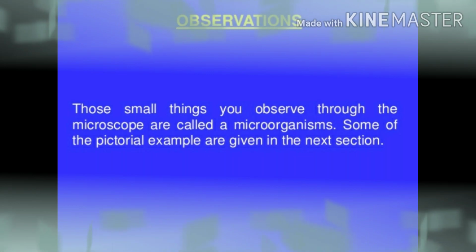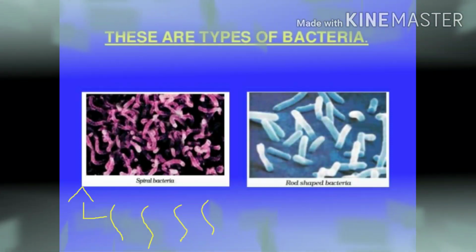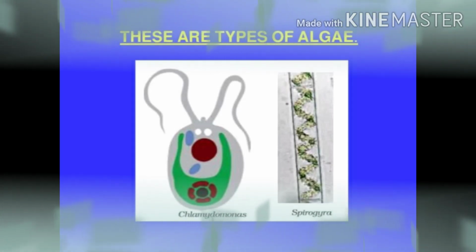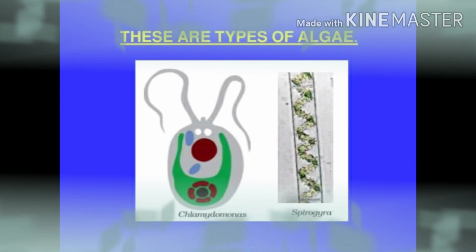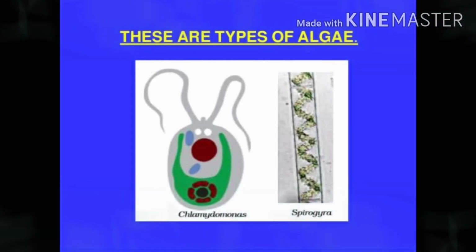Some pictorial examples are given in the next section. First one is types of bacteria, spiral bacteria and rod-shaped bacteria. Here you can see the spiral-shaped bacteria and here rod-shaped bacteria. This we can observe through a microscope. Next, types of algae, Chlamydomonas and Spirogyra. Chlamydomonas is a single-celled green algae. It swims with two flagella. And Spirogyra is a filamentous green algae. It is commonly found in fresh water.